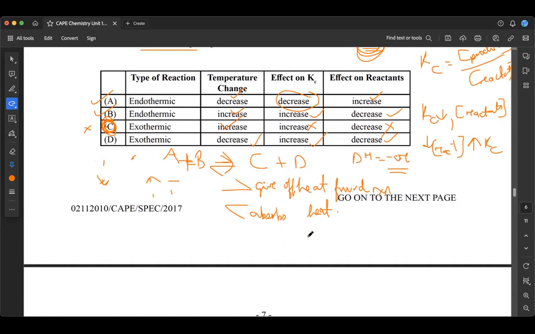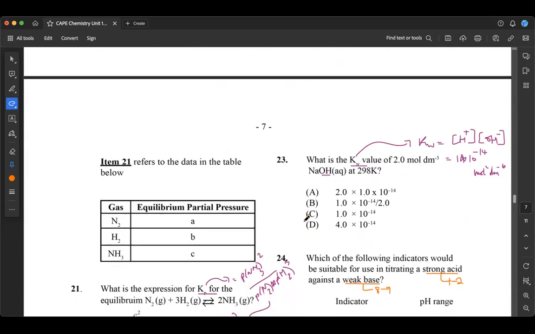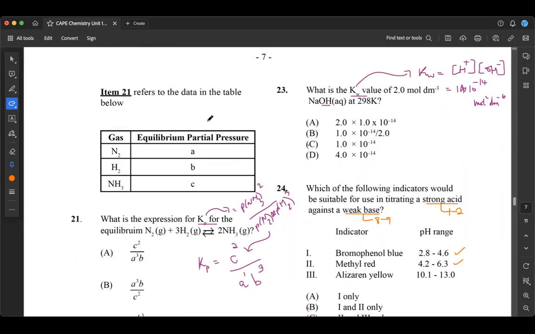So let's move on to 21. Item 21 says we were supposed to look at the data in this table here, and we have a gas, we have nitrogen gas, and the equilibrium partial pressure is A for that. We have hydrogen gas, and the equilibrium partial pressure is B for that. And then we have ammonia, and the equilibrium partial pressure is denoted by C, okay?